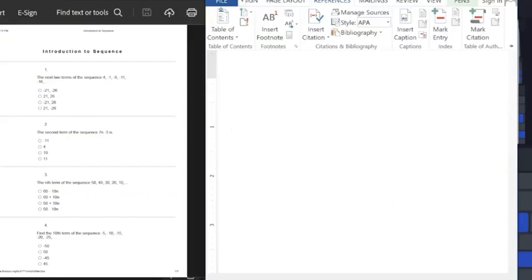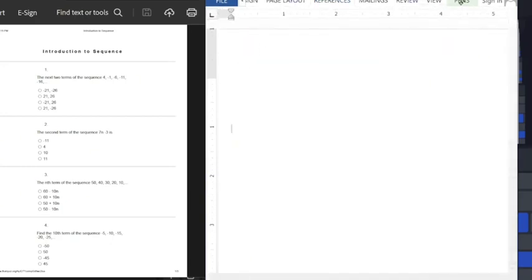Introduction to the question on introduction to sequence. So the first question, the next two terms of the sequence are 4, minus 1. So number one.